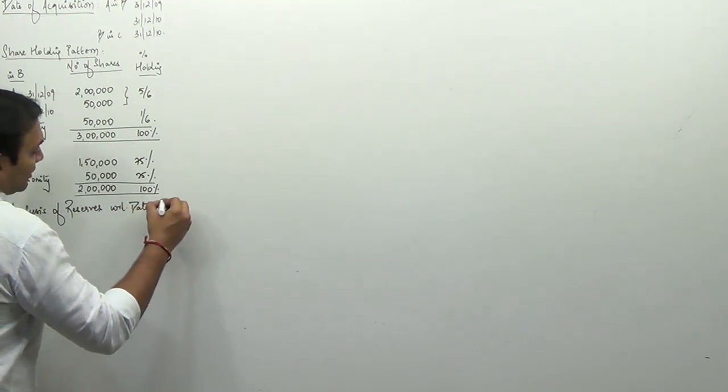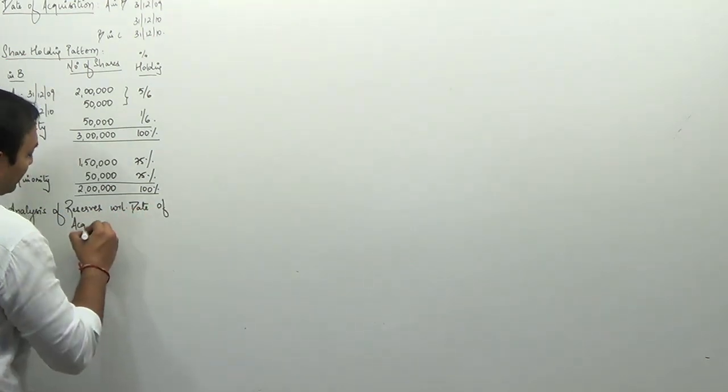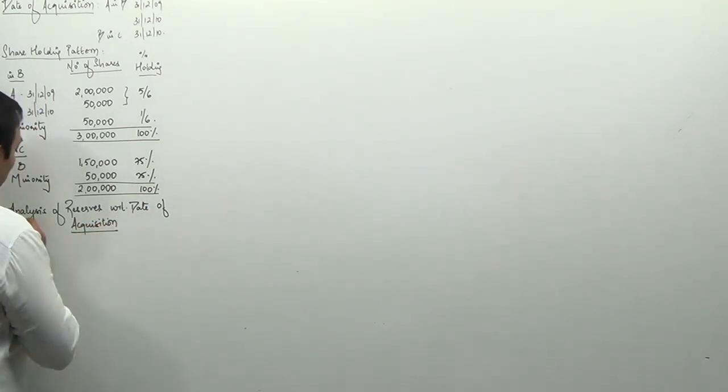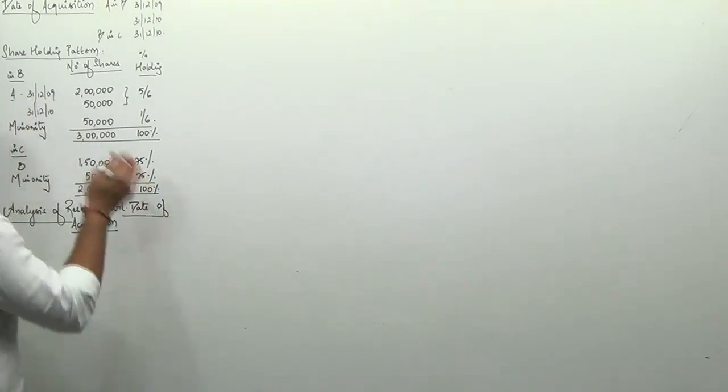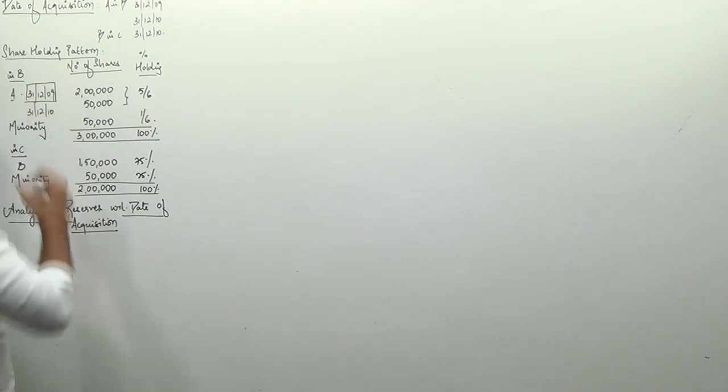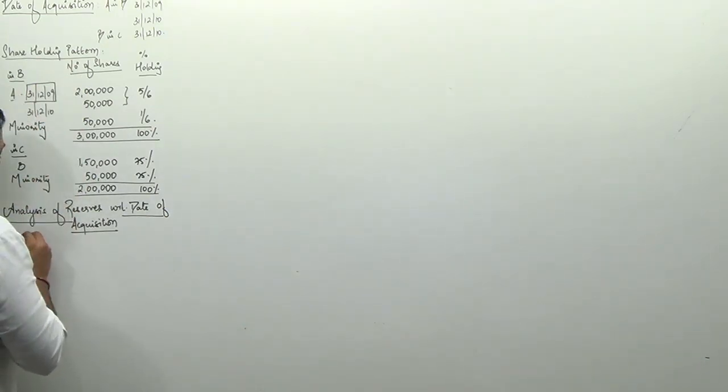With respect to date of acquisition, guys, when you are analyzing for different dates of acquisition, we need to always analyze with respect to date of first acquisition, 31st December 2009. But first start with your indirect subsidiary C Limited.